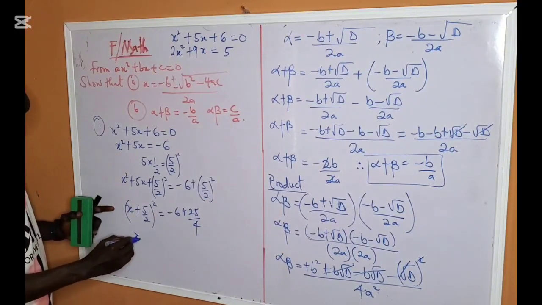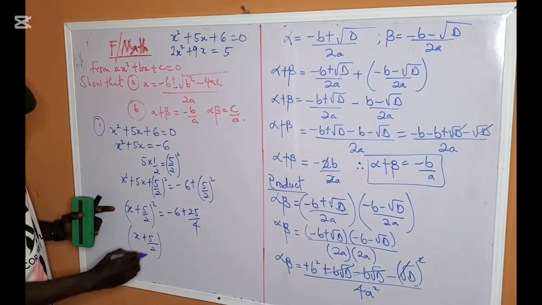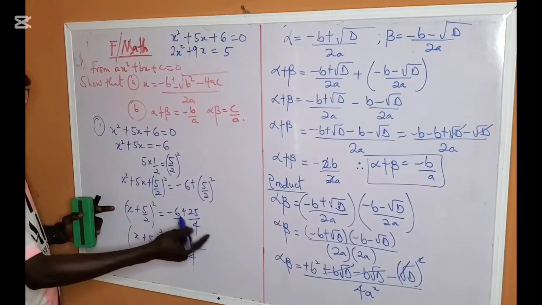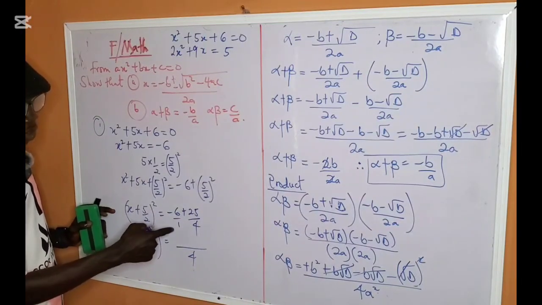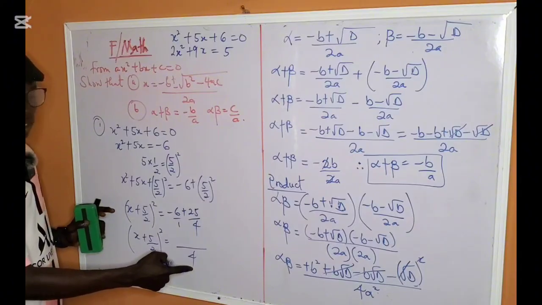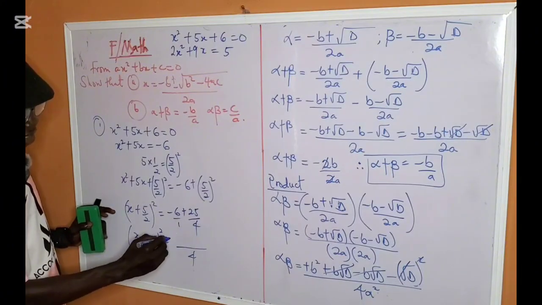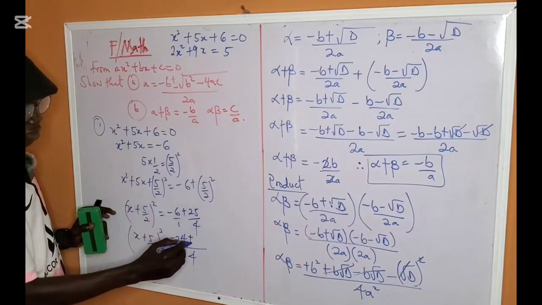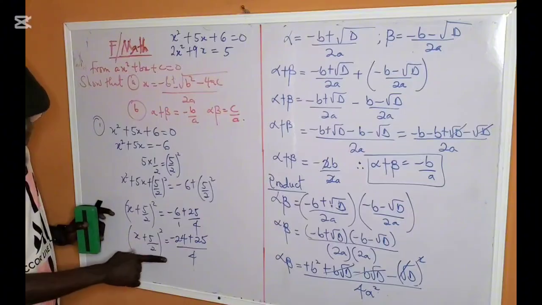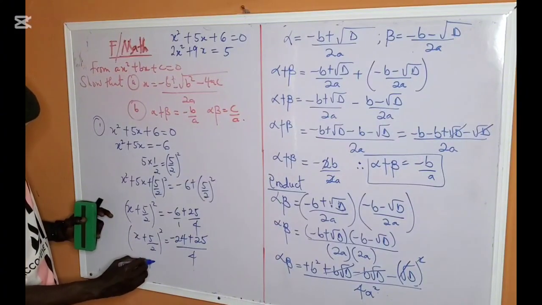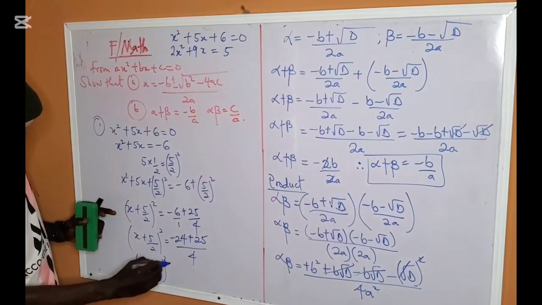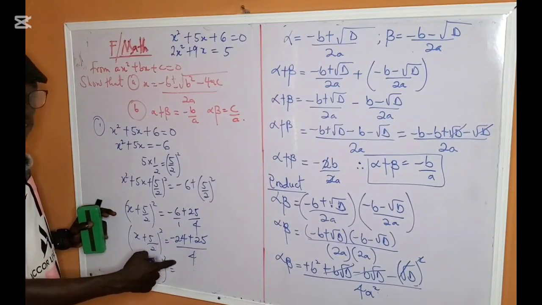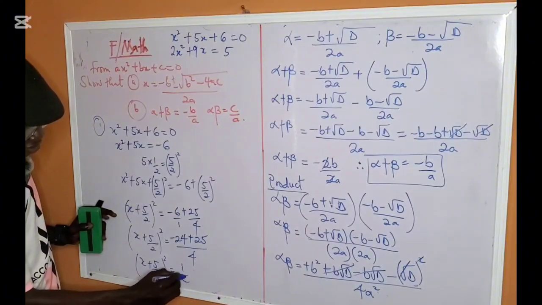So therefore, x plus 5 over 2 all squared equals, the LCM is 4, plus 6 over 1, and then we have 4 here. So 1 in 4 is 4. 4 times 6, that's minus 24, plus 4 in 4, 1. 1 times 25, that's 25. So what we have is x plus 5 over 2 all squared equals minus 24 plus 25, which is the same thing as 25 minus 24, which gives us 1 over 4.